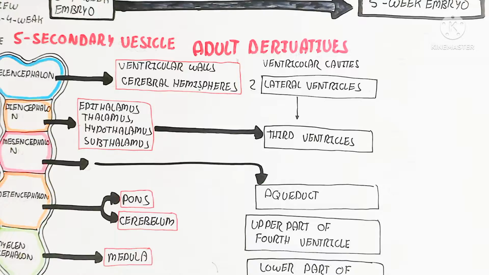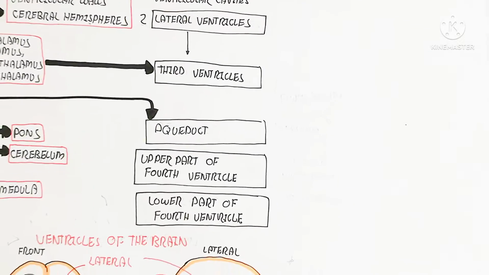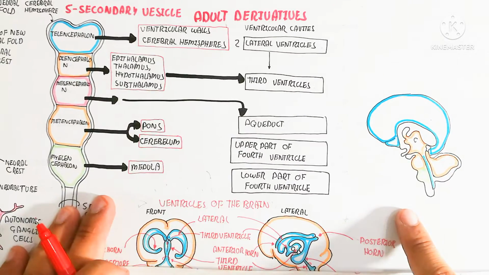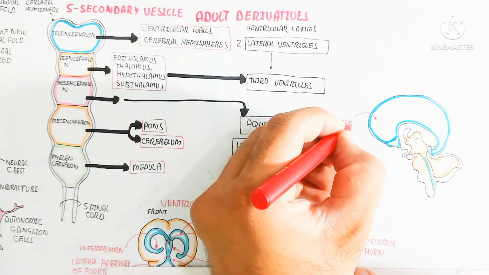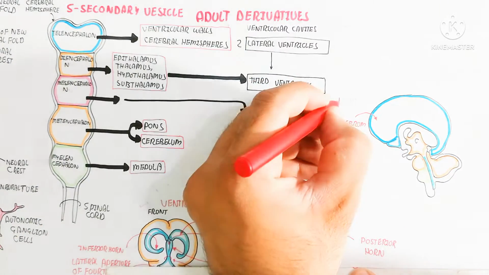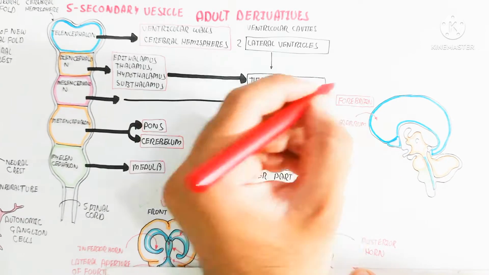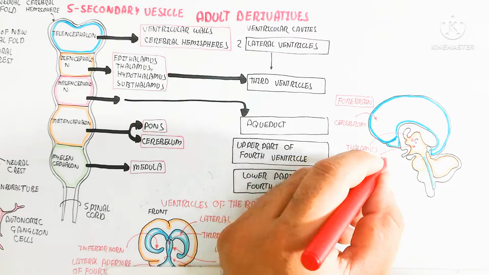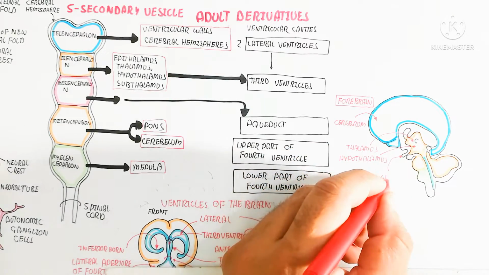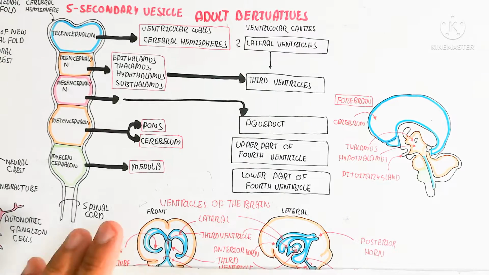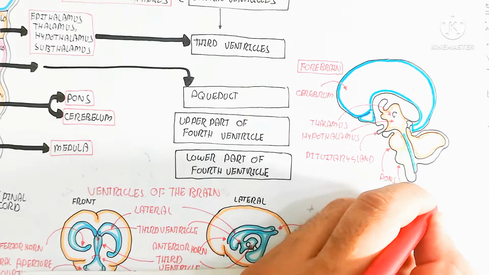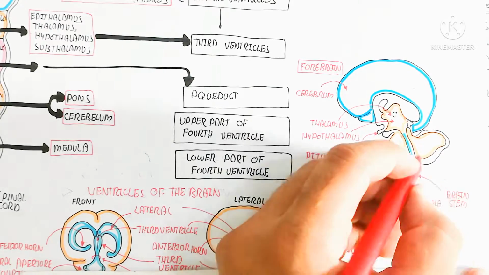So let's begin to understand the adult derivatives. Here I am drawing the brain, and you can see the different parts are colored. This coloring is related to the embryo which contains the nervous system. Here is the cerebrum. The cerebrum develops from the telencephalon, so the cerebral hemispheres form too. That was the frontal view, and this is the sagittal view. Here are the cerebrum, thalamus, and hypothalamus, which develop from the diencephalon. So remember.